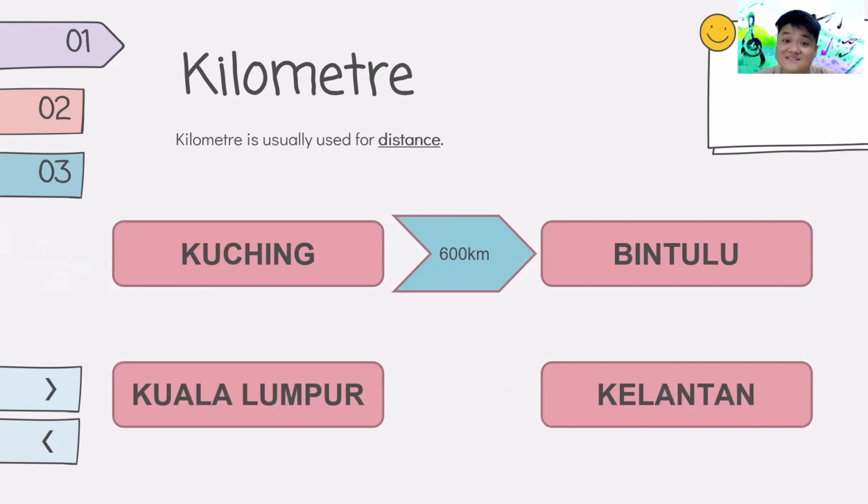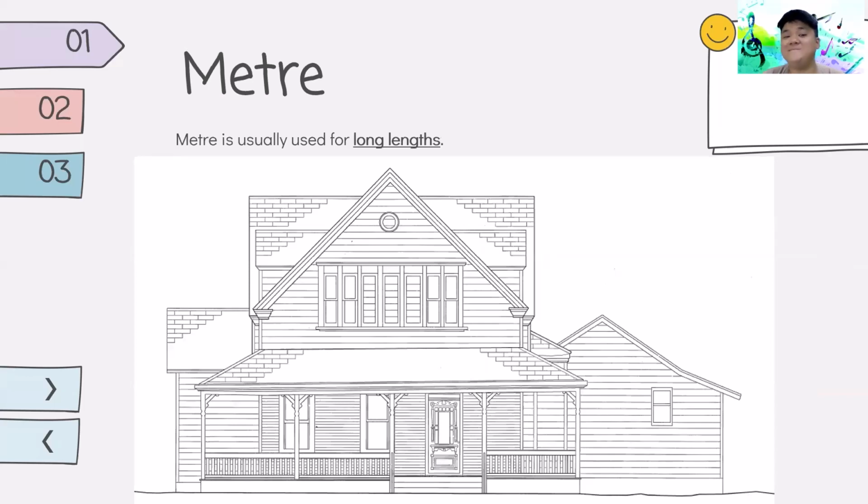Understand? The next example is from Kuala Lumpur, KL, to Kelantan. The distance from Kuala Lumpur to Kelantan is 336 kilometers. Alright? So this is how we use distance or kilometer to measure distance.